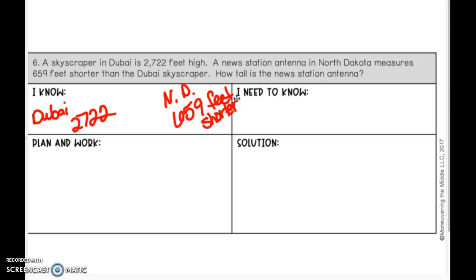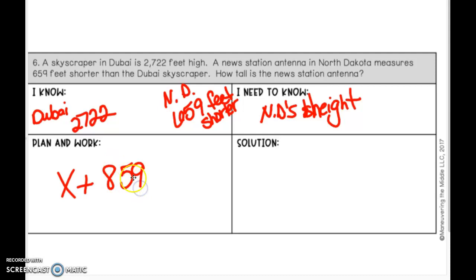So we know that if we take North Dakota, what do we need to know? North Dakota's height is what we're looking for. So if we take North Dakota's height, which we don't know, so we're going to change it to a variable, x plus 659, because it's shorter than Dubai's, whoops, no, where I got the 6. So in order to figure out what this is, this, which is North Dakota's, plus 659 equals 2,722.